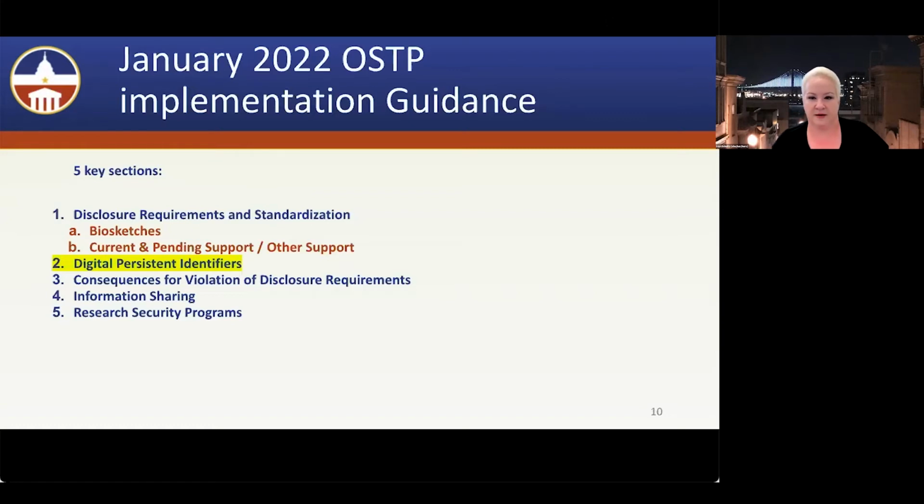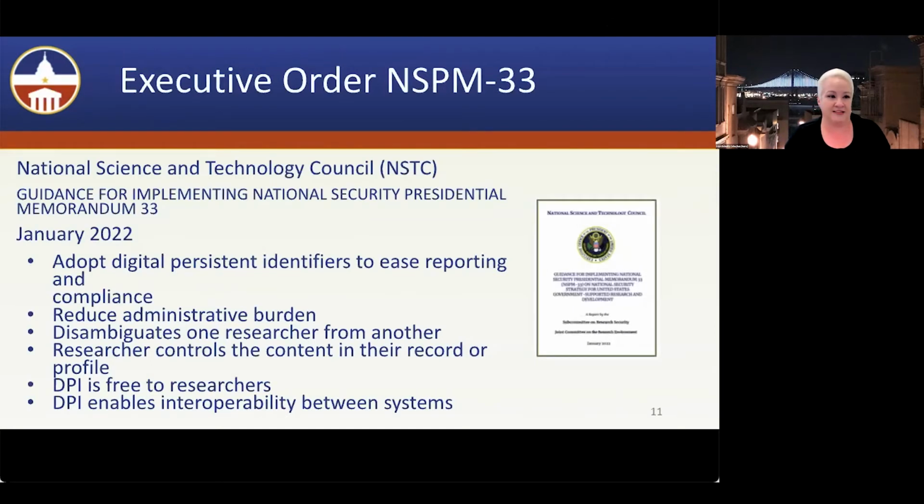Next slide, please. Well, we're here today to talk about DPIs. And directly inside of section 2 of the OSTP guidance is the piece that references DPIs. And we'll talk about what some of the requirements of a DPI are as listed in the implementation guidance.